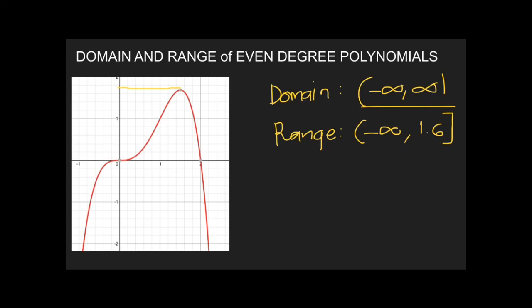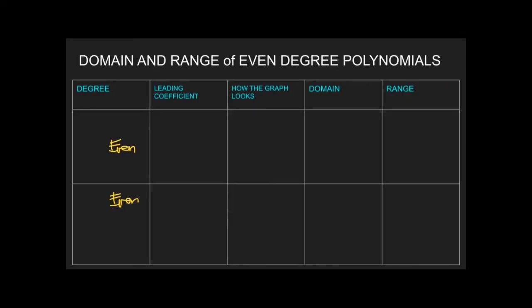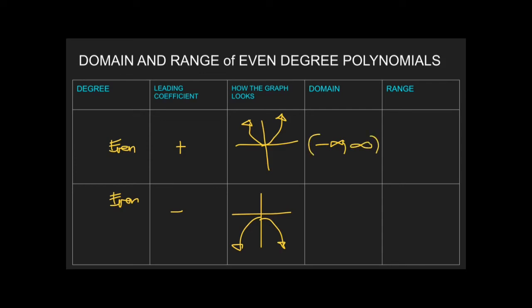To give us a short summary then, for an even degree polynomial with positive and negative leading coefficients, let's take a look at how the graph looks. It's going up for this one because it has a positive lead coefficient. This one goes down because it has a negative lead coefficient. So our domain for both cases of the even degree polynomial will always be negative infinity, positive infinity. So take note, there are no limitations in going left and right, but our range is something that changes.